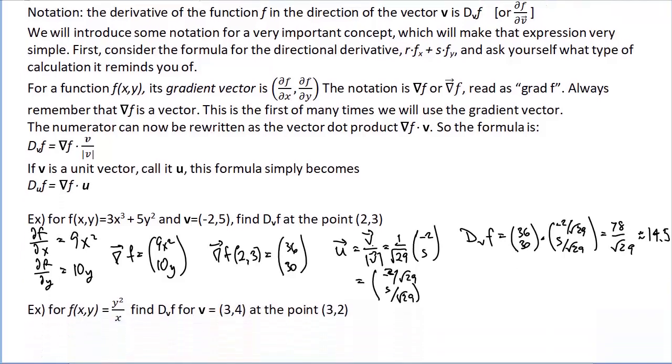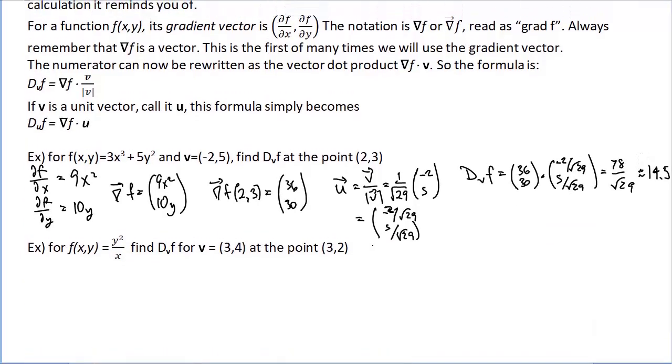Let's do another problem. Okay. So for this function, f equals y squared over x, let's find the directional derivative, big D sub v of f, for the vector 3, 4 at the point 3, 2. Okay. So first off, we're going to need the gradient of f. So first we need df dx. I'm thinking of this function as x to the negative 1 times y squared. So the derivative is just going to be negative x to the negative 2 y squared. And then df dy is just going to be 2y over x.